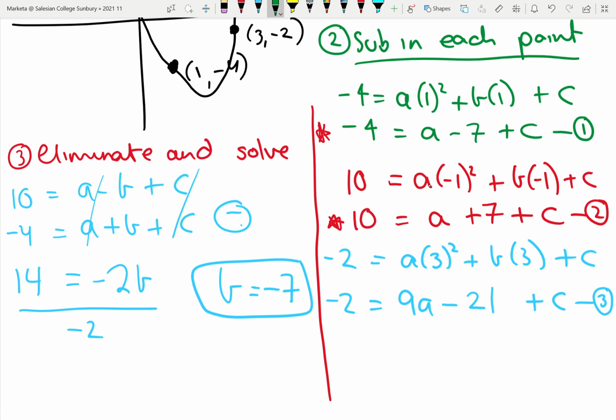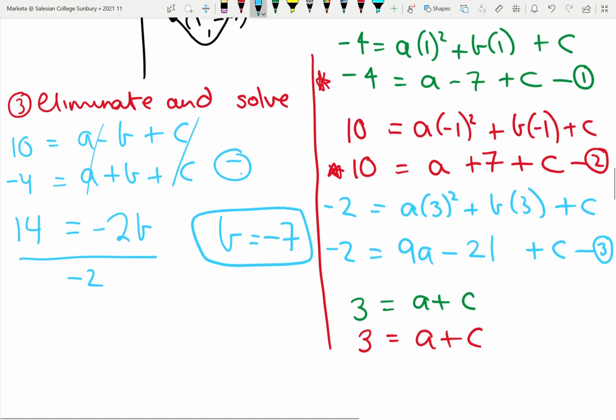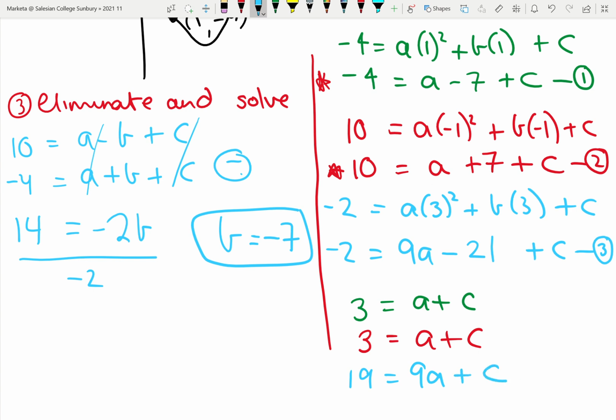The green one, I'm going to add 7 on both sides. So that's going to be 3 equals a plus c. The red one, I'm going to minus 7 on both sides. So it's going to be 3 equals a plus c. So that gives me the same thing. It's not as helpful as I would like. And then the third one, I'm going to add 21 on both sides. It's going to give me 19 equals 9a plus c. So obviously if I put these two together, I'm going to end up with nothing because it's the same equation. If I subtract them, I'll end up with 0 for everything.